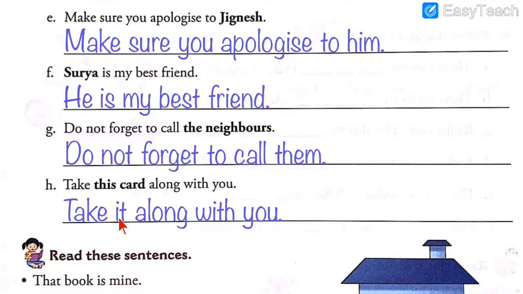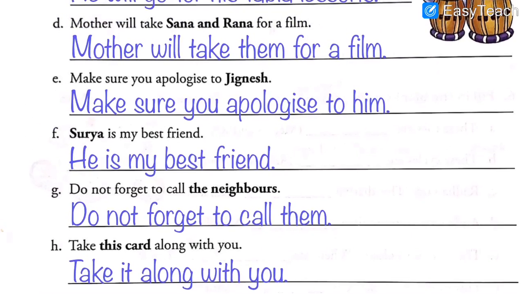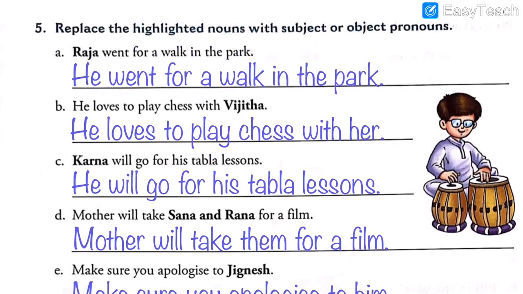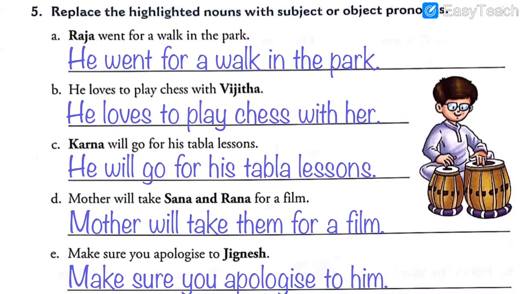Instead of this card, I have written the pronoun it and the rest of the sentence is as it is: take, along with you. No change in the other words, only one change, replacing this highlighted black font with the pronoun it, because the card is non-living and we write it for non-living or inanimate objects. So I hope you have understood exercise number 5, replacing the highlighted nouns with subject or object pronouns.